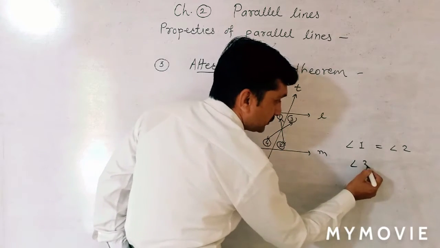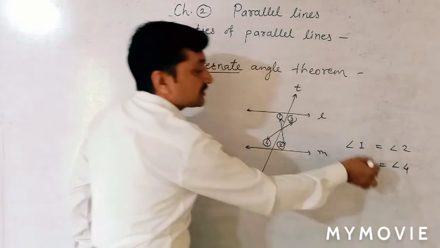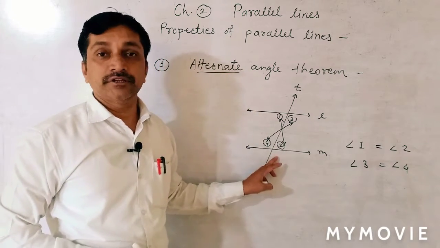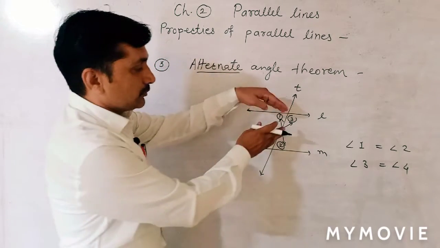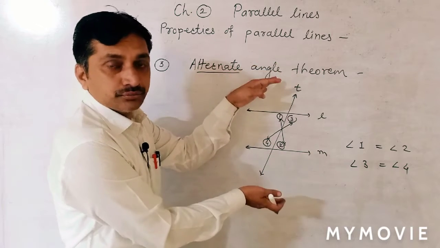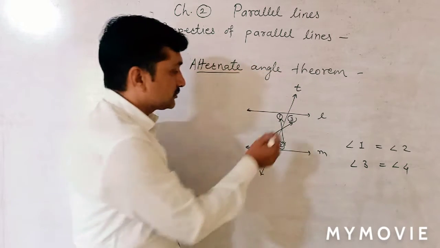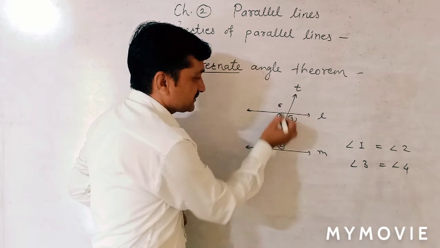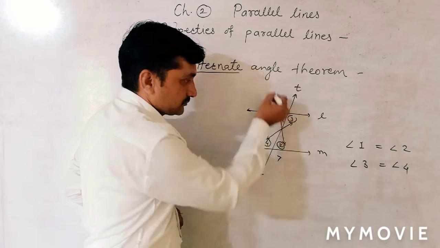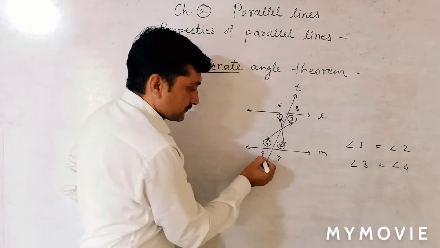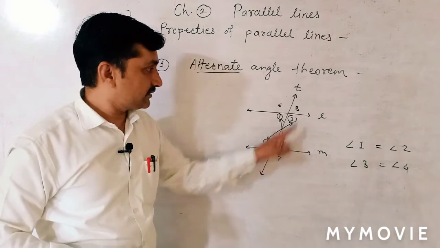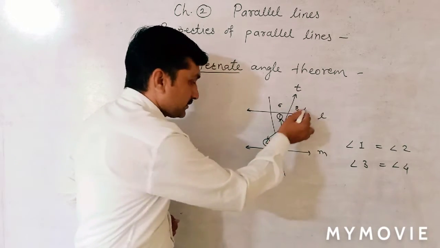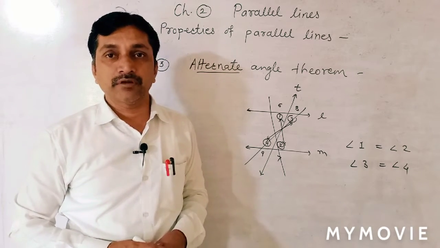And here angle 3 is equal to angle 4. These are equal, congruent, and these are the pairs of alternate angles. Exterior: if you take angles outside the parallel lines, but on the same side, opposite. Suppose here we have taken 4, here this 6 and 7, and here 8, 9. 6, 7 are exterior alternate, and 8, 9 are exterior alternate.